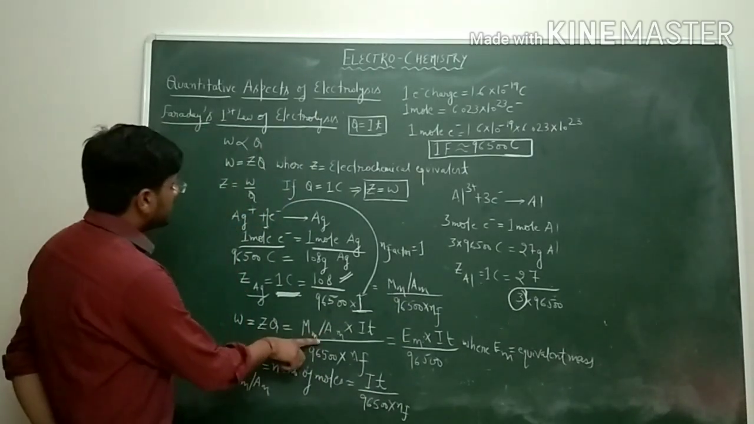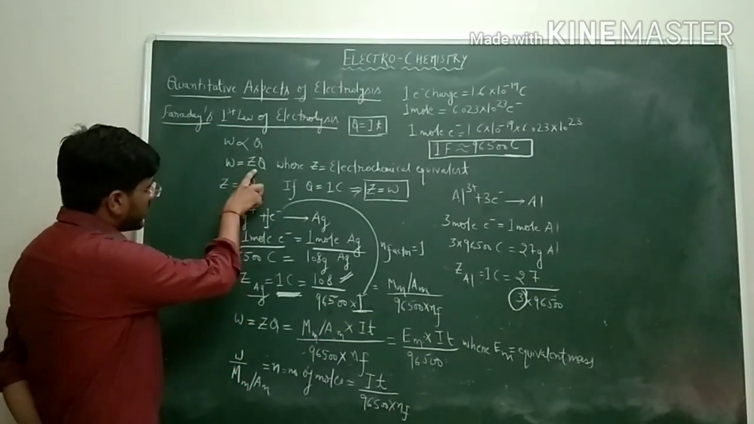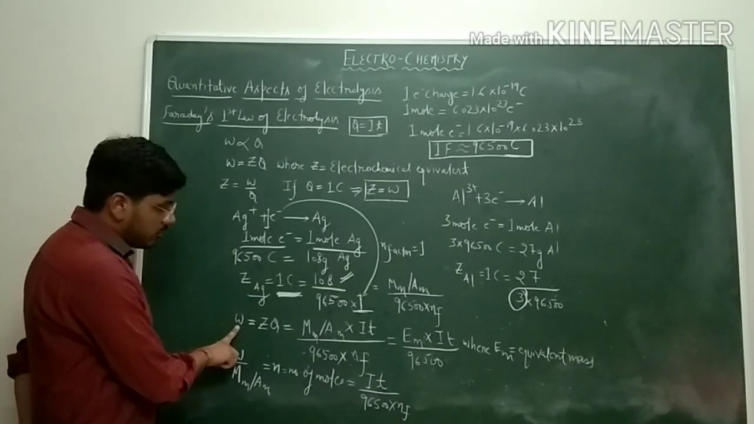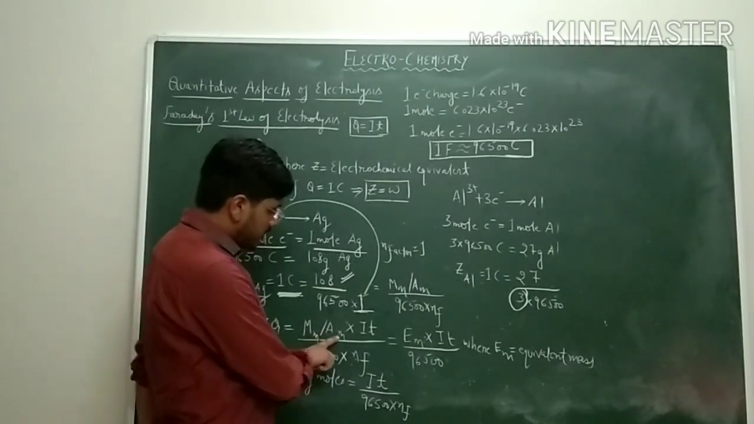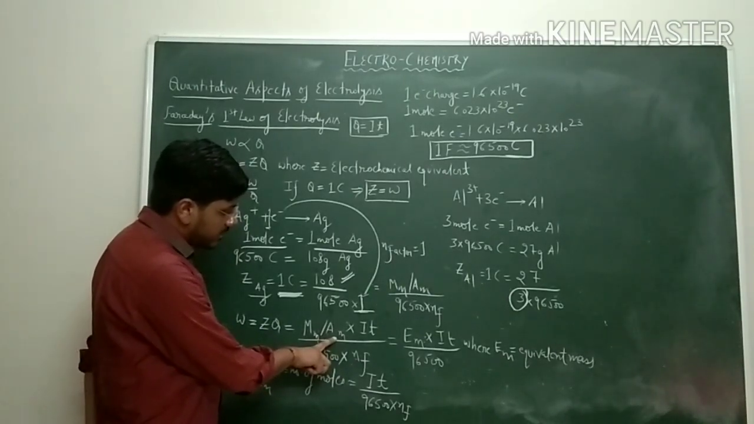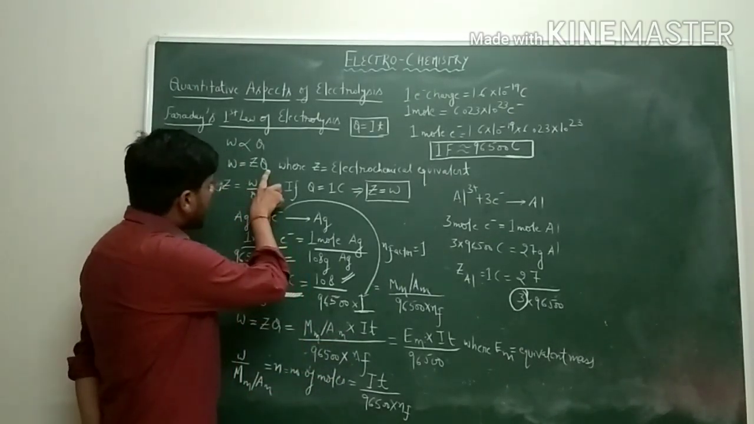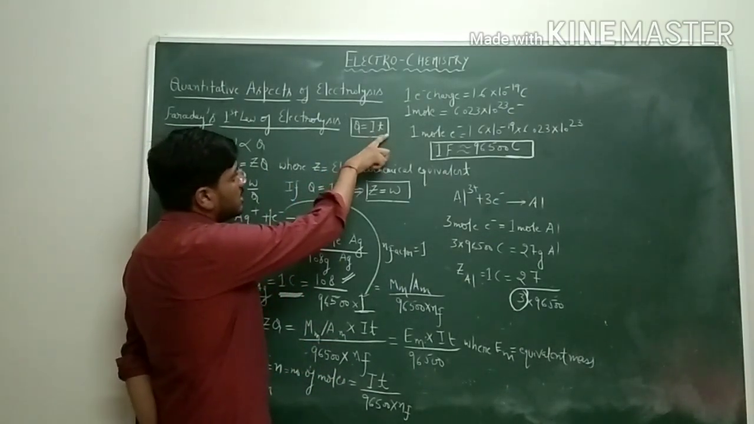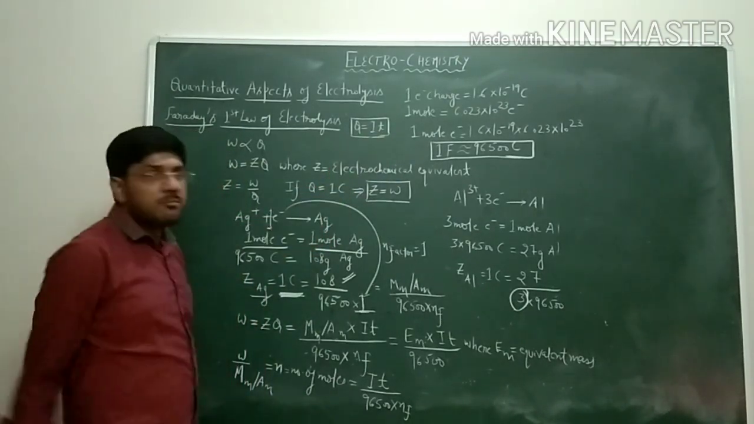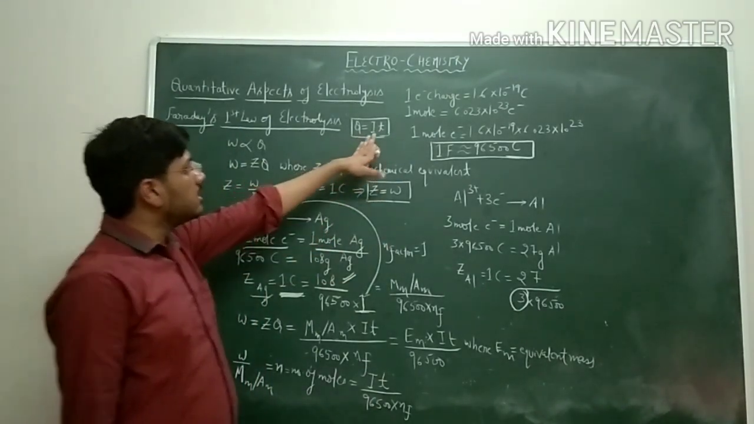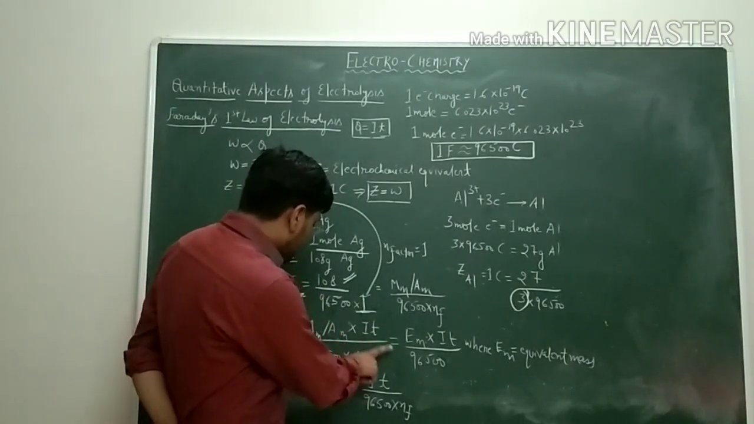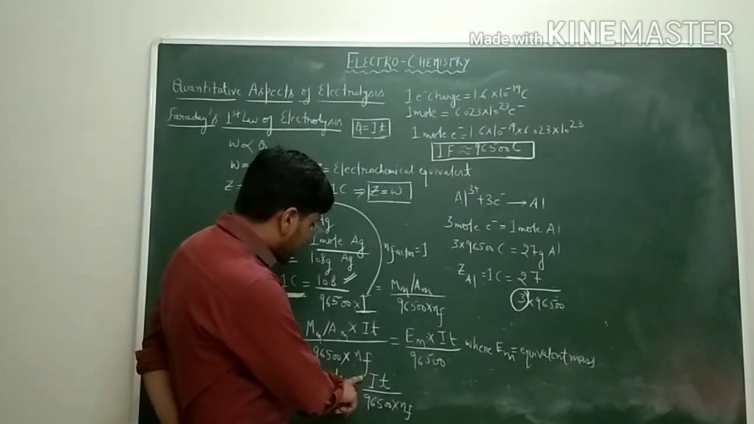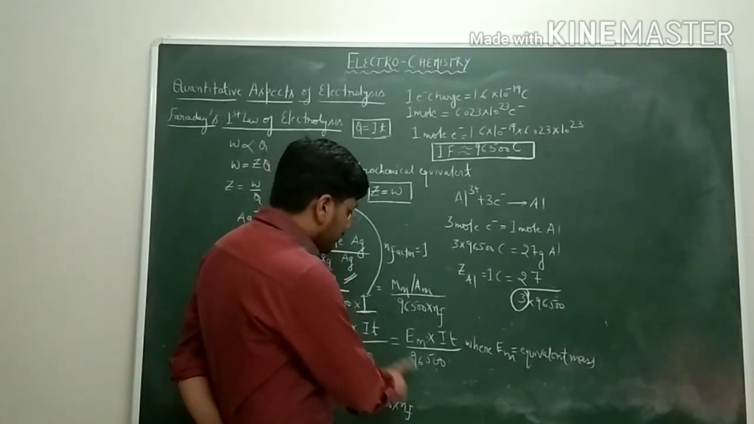So we have put this value of Z in this expression to get the value of W. W now becomes molecular mass in case of molecule or atomic mass in case of atom into Q. We all know it is I into T, meaning the current which we have passed and the time for which it is passed in the circuit. So, into I T divided by 96500 into n factor.